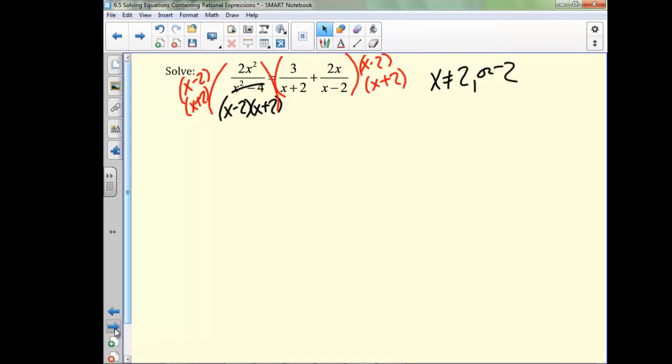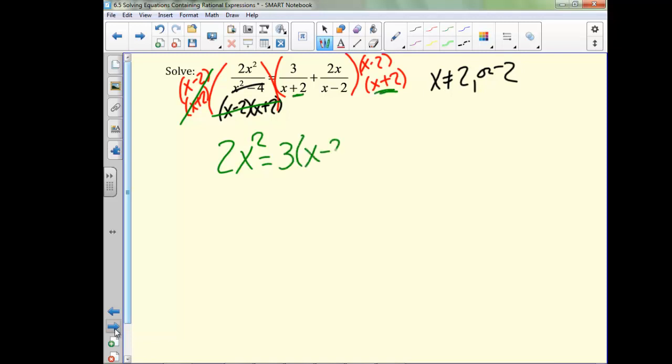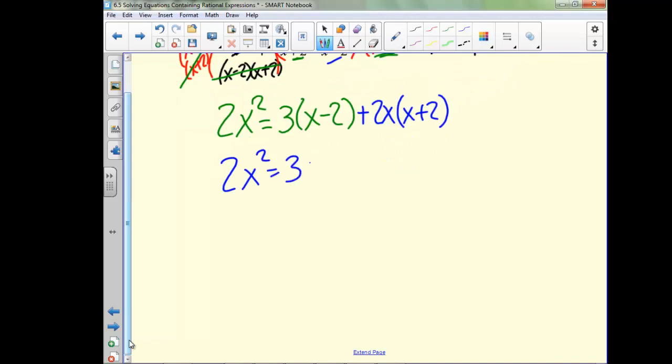So you have to do that to both sides. Notice on the right side, these will cancel with both, so we're just left with 2x squared. On the left, this x plus 2 will cancel with that x plus 2. So we'll have 3 times x minus 2. And then this x minus 2 will cancel with that one. So 2x times x plus 2. And let's go ahead and get all these 2x squareds together.